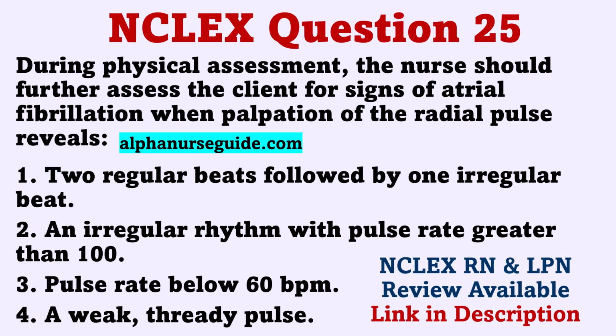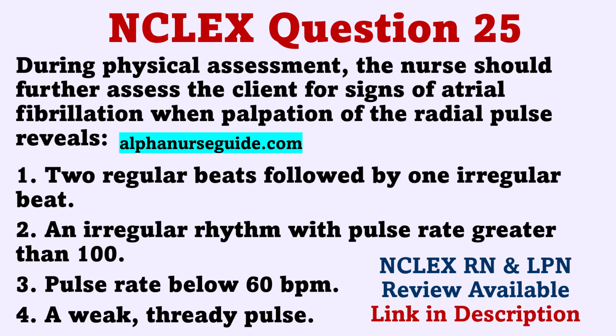During physical assessment, the nurse should further assess the client for signs of atrial fibrillation when palpation of the radial pulse reveals: 1. 2 regular beats followed by 1 irregular beat. 2. An irregular rhythm with pulse rate greater than 100. 3. Pulse rate below 60 beats per minute. 4. A weak, thready pulse. The correct answer is 2.